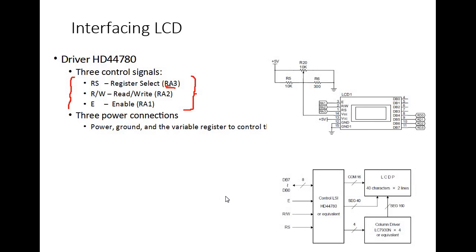So how do we interface the LCD? First we connect the pin lines. RS of the LCD is connected to register select RA3 of the PIC microcontroller. R/W is connected to the RA2 line of the microcontroller, and E is connected to the RA1 line. Power, ground and a variable resistor are connected. Like I told you before, this is the internal structure of the HD44780 module.